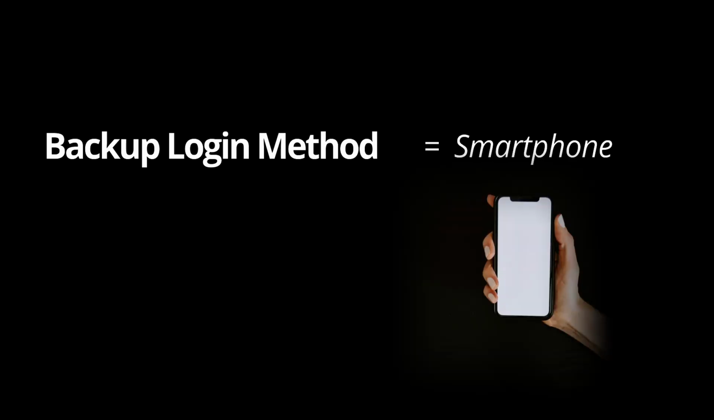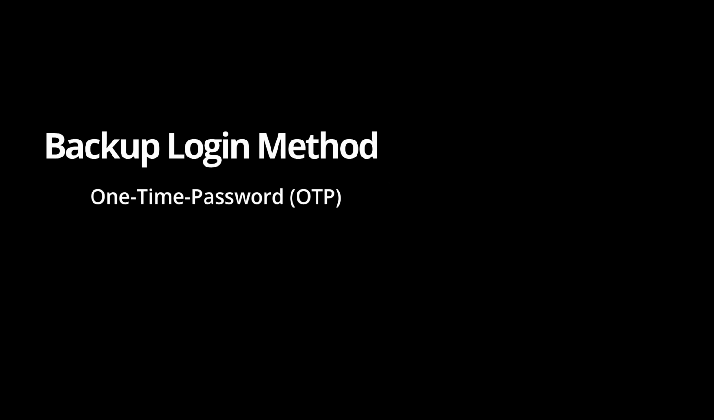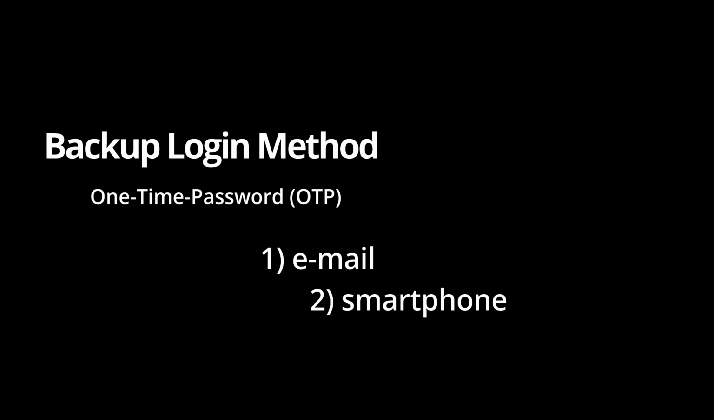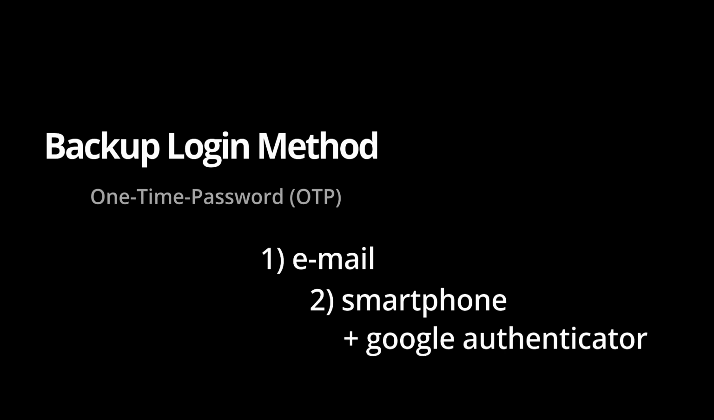So what do you do if you need to log into your computer and you don't have your Gatekeeper? We have a backup login method where you can use your smartphone to log into your computer. Your phone will be able to provide you with a one-time password, also known as OTP. In order to set this up, you'll need access to your email account, your smartphone, and you'll need to download a phone app called Google Authenticator.